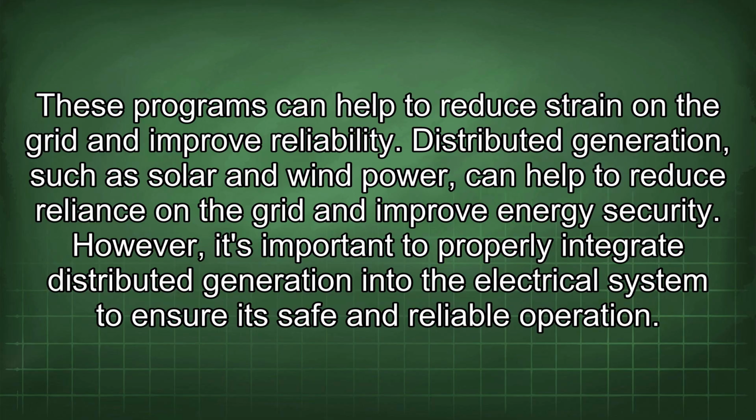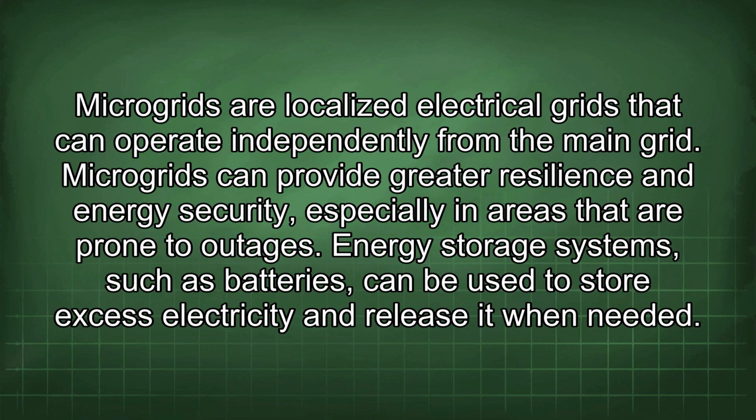Distributed generation, such as solar and wind power, can help to reduce reliance on the grid and improve energy security. However, it's important to properly integrate distributed generation into the electrical system to ensure its safe and reliable operation. Microgrids are localized electrical grids that can operate independently from the main grid. Microgrids can provide greater resilience and energy security, especially in areas that are prone to outages.